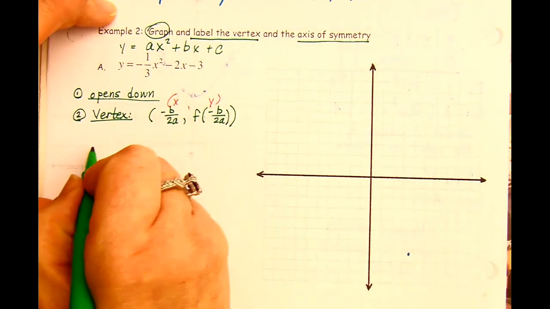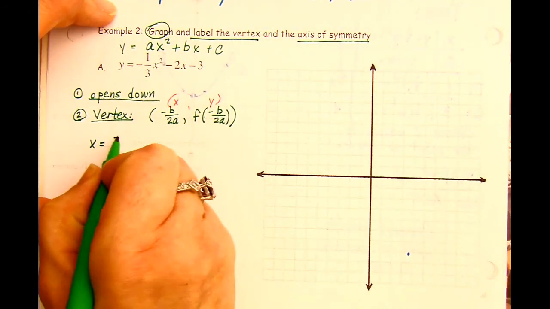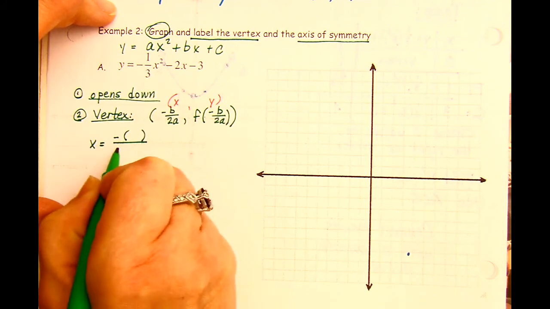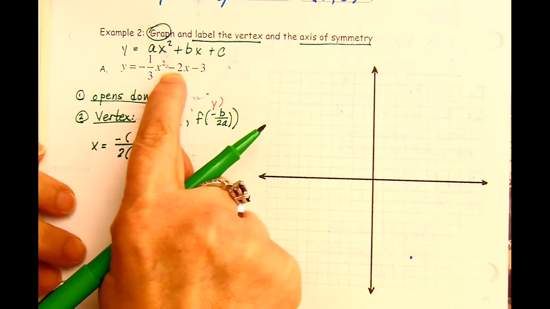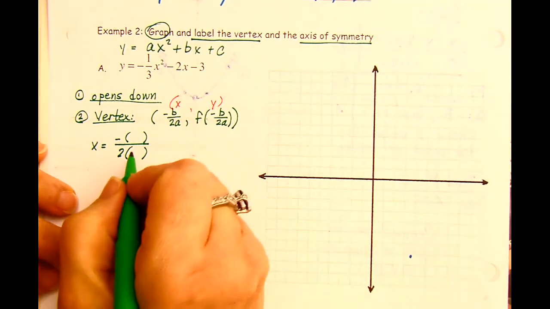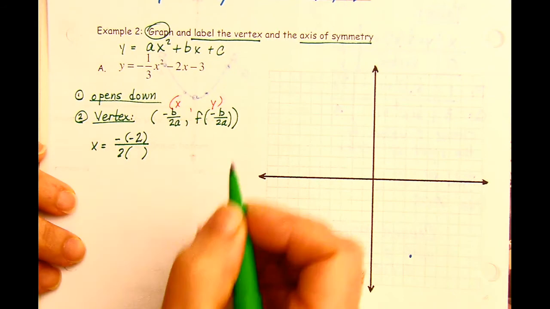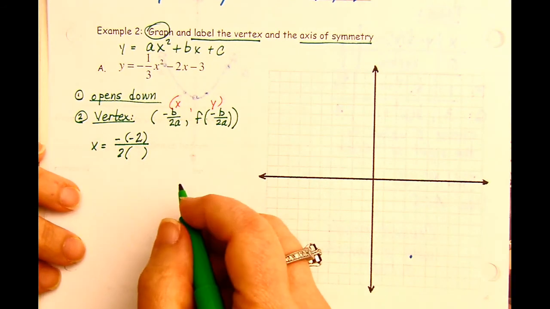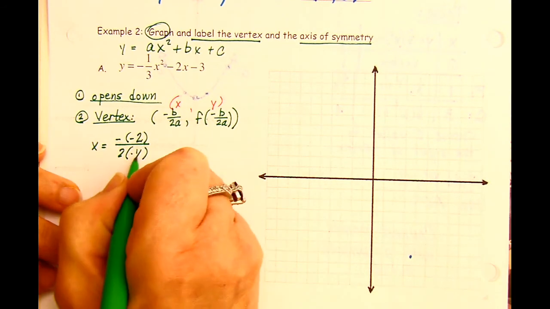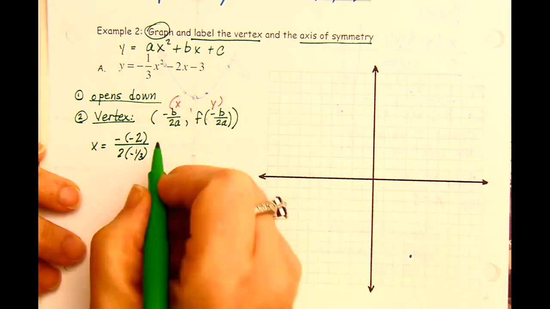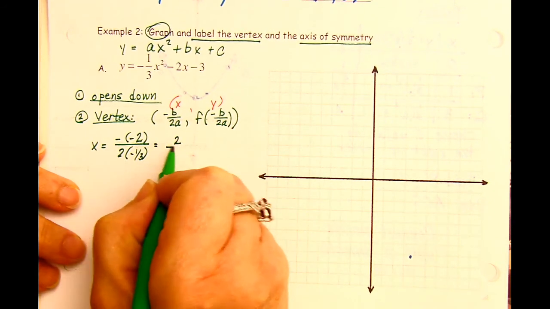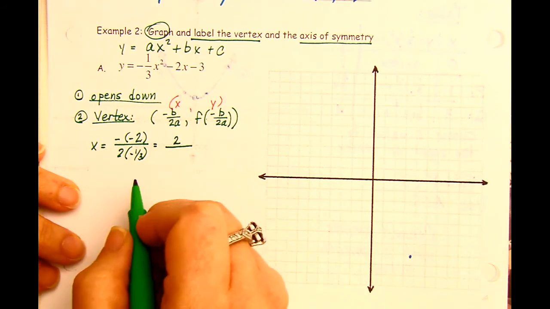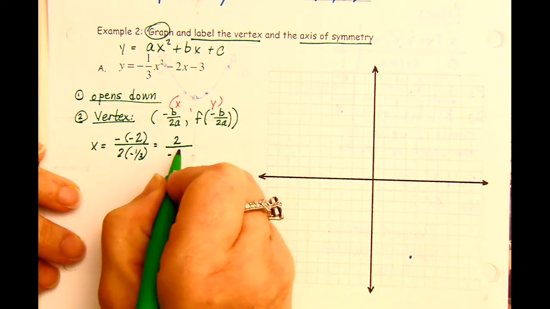All right, well, let's do that. x equals negative b over 2a. What's our b value? Negative 2, right? It lines up. What's our a value? Our a value is negative 1/3. This is a good example. It's forcing us to work with fractions. The opposite of negative 2 is positive 2. 2 times 1/3 is 2/3, and it's negative.